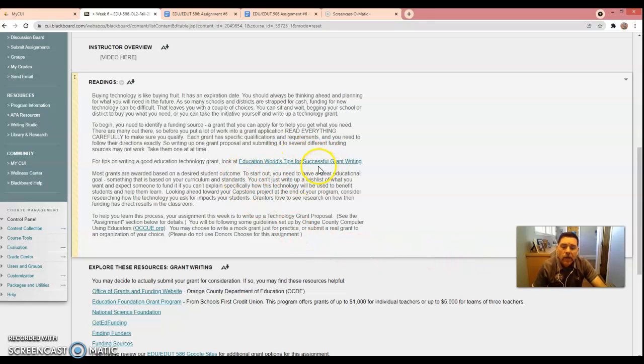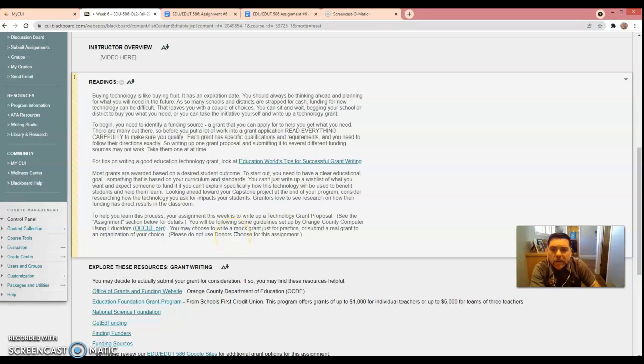Education World, Tips for Successful Grant Writing. The Orange County CUE. CUE stands for Computer Using Educators. If you go on there, there is a grant proposal. As I said before, they do wonderful workshops, some of them free, some of them you have to pay for, but again, it's a really good organization.